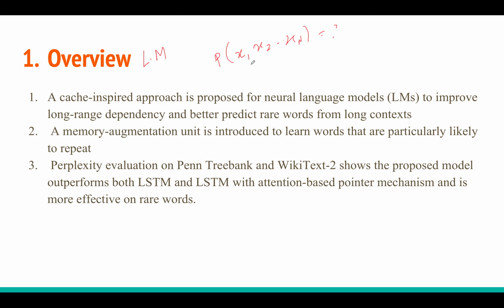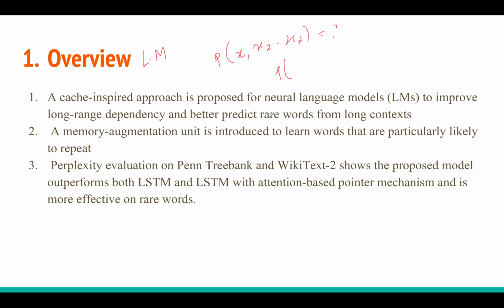Like if you can ask a question like what is the probability of I am going to school, right? And obviously the probability of that will be higher. But if you say what is the probability of going school I am, something like that, like jumbled words, the probability of it will be less, right? So that is language modeling.